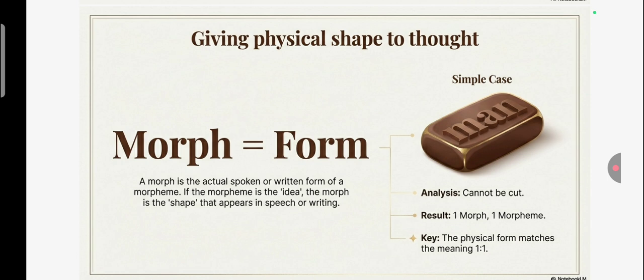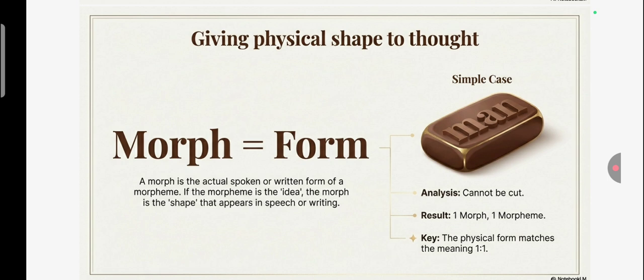The second concept, morph. A morph is the actual spoken or written form of a morpheme. If the morpheme is the idea, the morph is the physical shape that appears in speech or writing. For example, the word book has one morph, and the morpheme is also only one. The physical form directly matches the meaning. This is the simplest case. But language is not always straightforward. Sometimes one morph can express more than one morpheme.